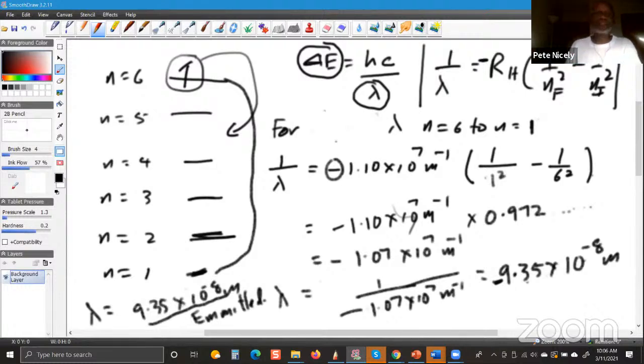Okay, so let's move on to question number 6. Question number 6 says, calculate the de Broglie wavelength of a proton with a velocity of 5.0% the speed of light. So let me clear this up.